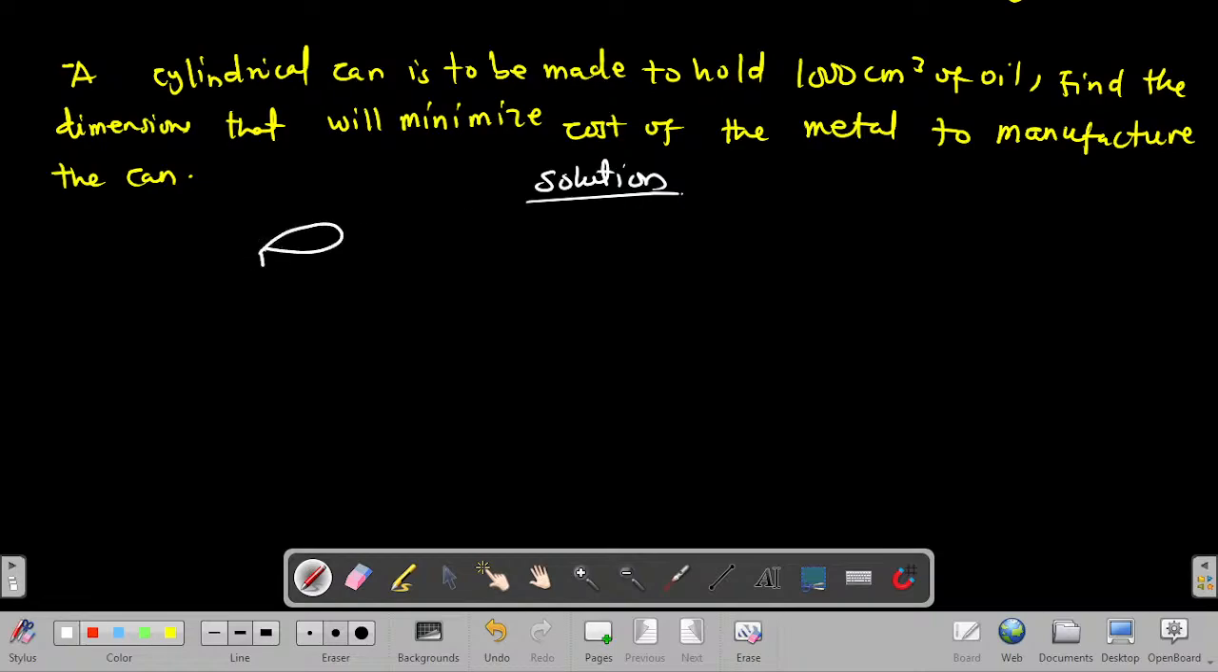I have my cylinder. You realize that in the question we weren't told whether the cylinder was closed or open. If a cylinder is made to hold oil, obviously it is better that you assume this cylinder is closed. The volume is 1,000. So we've been given the volume, and you have to find a dimension.